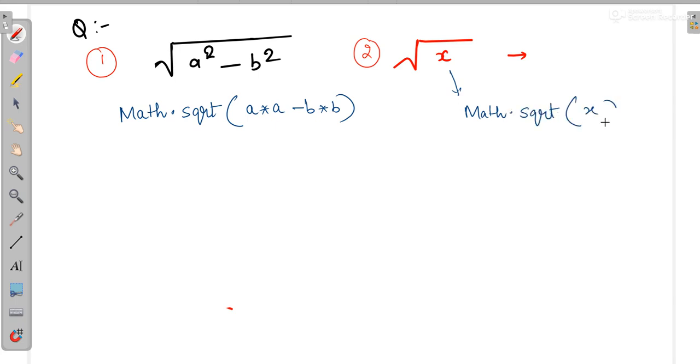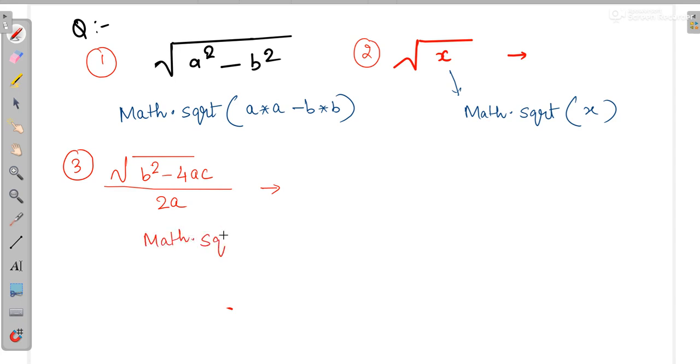Third question, under root B square minus 4AC divided by 2A. This statement could be written in two parts. Math.sqrt B into B minus 4 into A into C. This is the first part. Second part, 2 star A. Hope that it is clear. Now the third function which we are discussing.